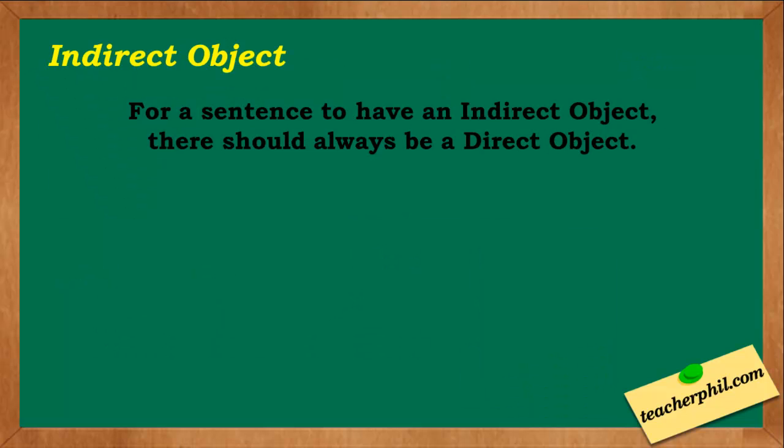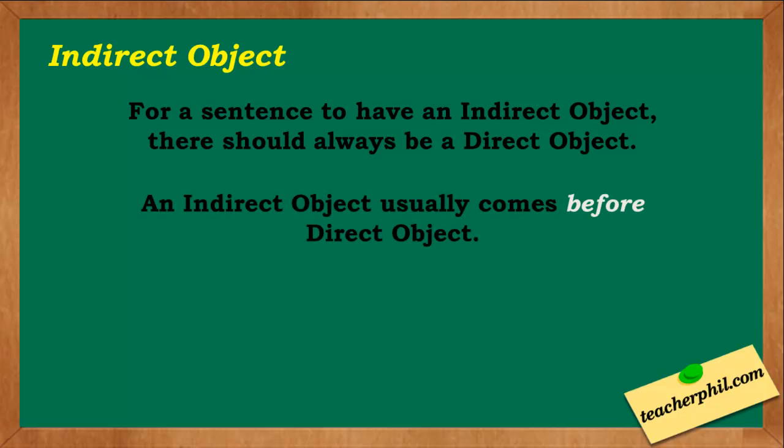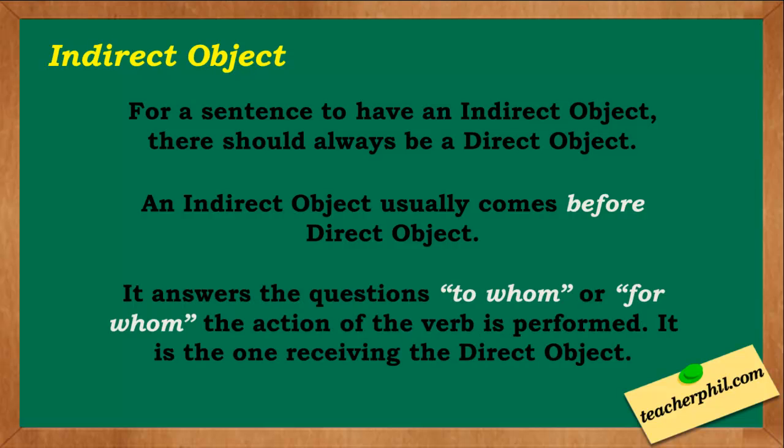Next are the indirect objects. For a sentence to have an indirect object, there should always be a direct object. An indirect object usually comes before the direct object. It answers the questions to whom or for whom the action of the verb is performed. It is also the one receiving the direct object.